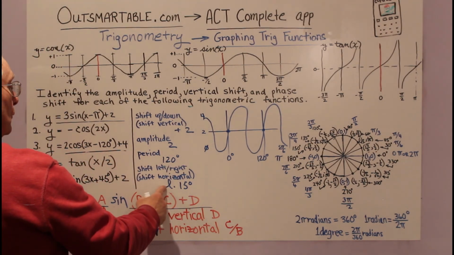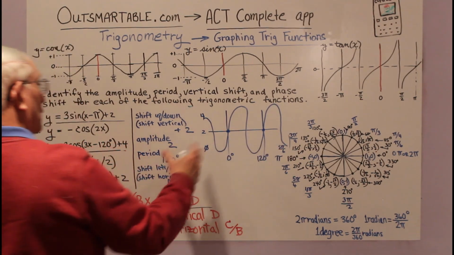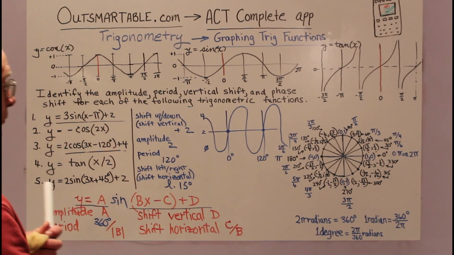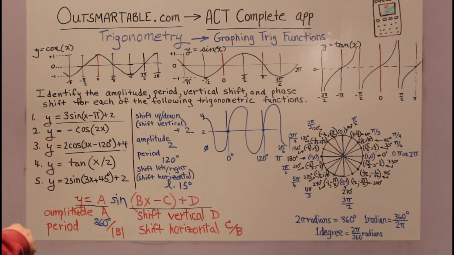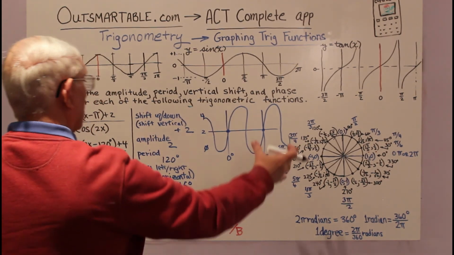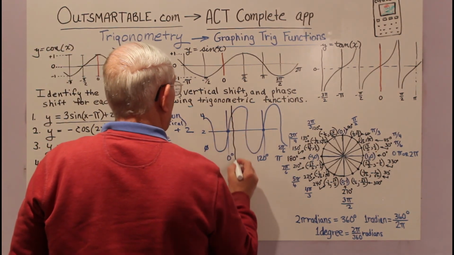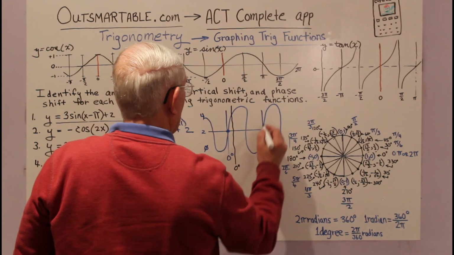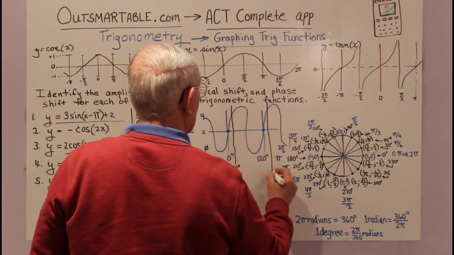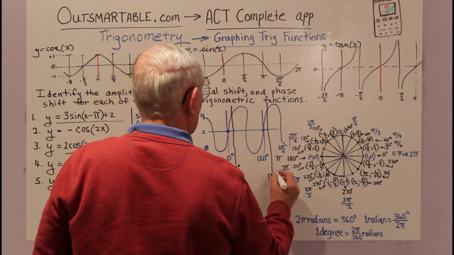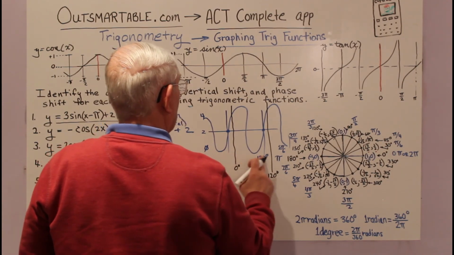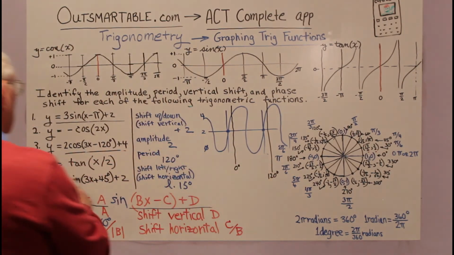But now we have to shift this graph 15 degrees to the left. What's the easier thing to do? Rather than picking the graph up and moving it 15 degrees to the left, let's move the y-axis 15 degrees to the right. And there you have the graph of number 5.